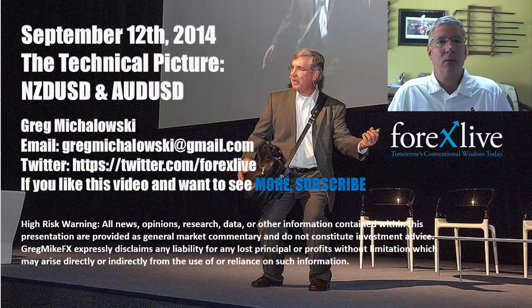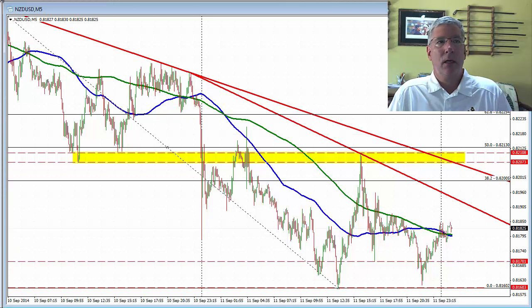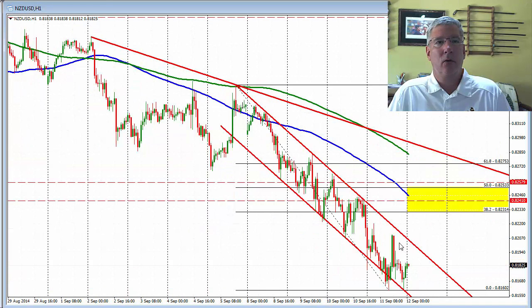I'm going to take a technical picture at the New Zealand versus US dollar and the Aussie versus US dollar. Let's start off by taking a look at the New Zealand versus US dollar. I'll put it on the hourly chart to start off with.